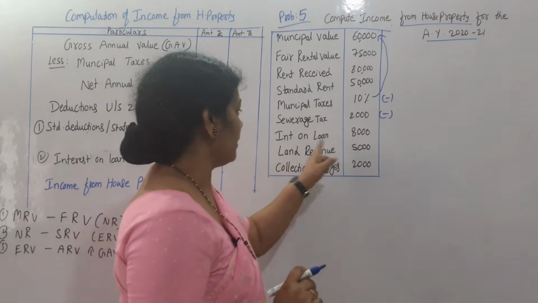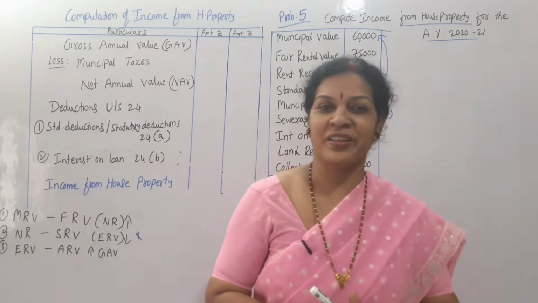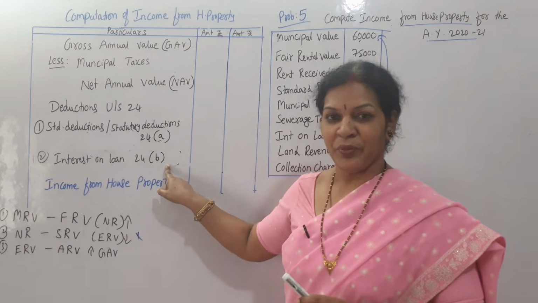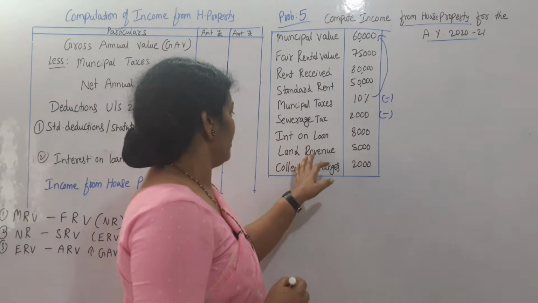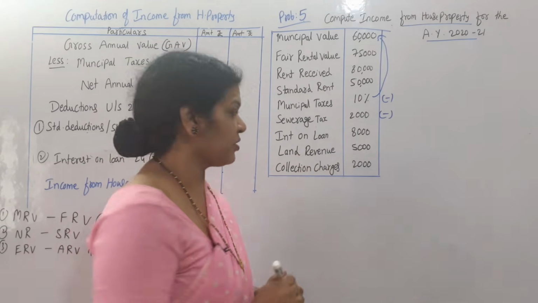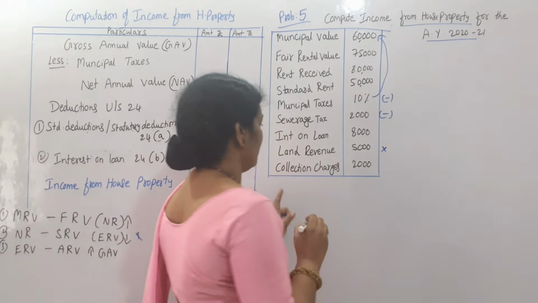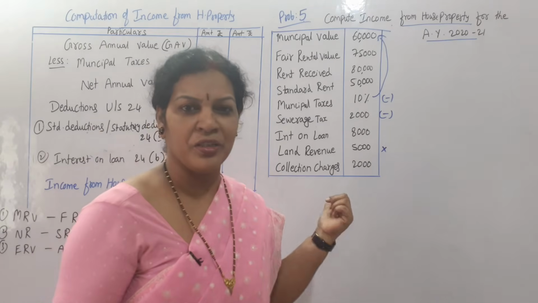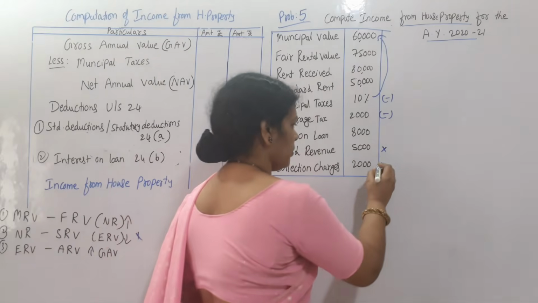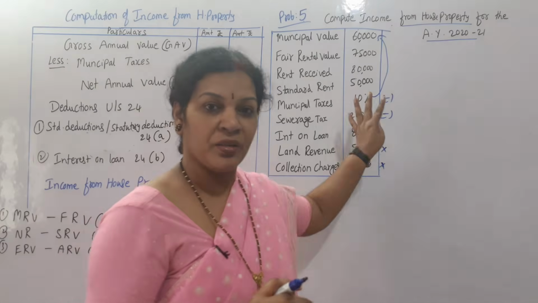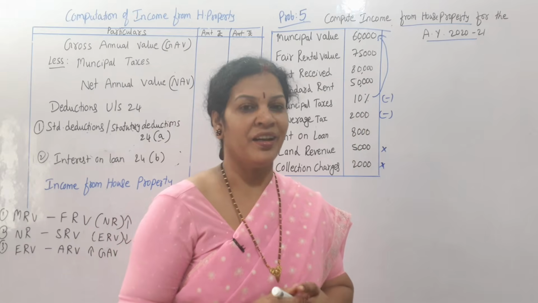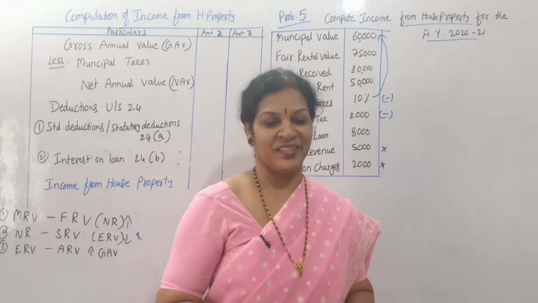Clear? Next, interest on loan. Interest on loan comes under Section 24(b), and here we are going to deduct it. Next, land revenue, is it required? Not at all, ignore it. Collection charges are also not related to income from house property, so we ignore this too. Both amounts are not required. Problem is clear? Pause the video, work it out, and then you can check the answer.